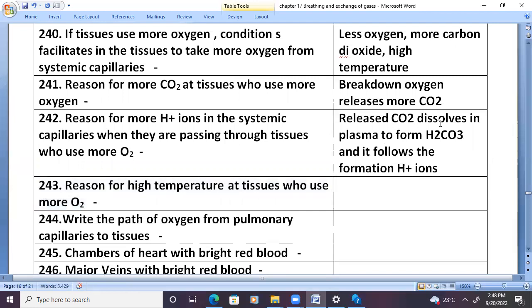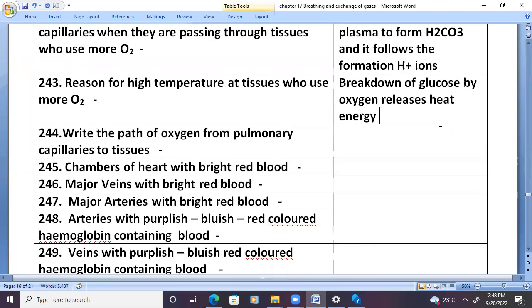Reason for the high temperature in tissues that use more oxygen. Breakdown of glucose by oxygen releases heat energy. That makes more temperature in the tissues where you are utilizing more oxygen.